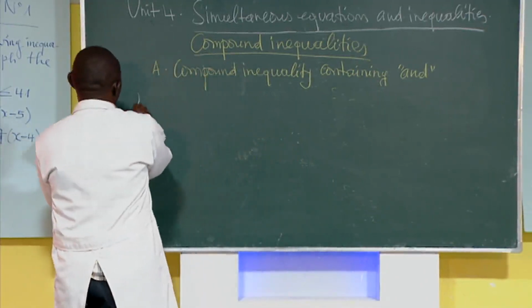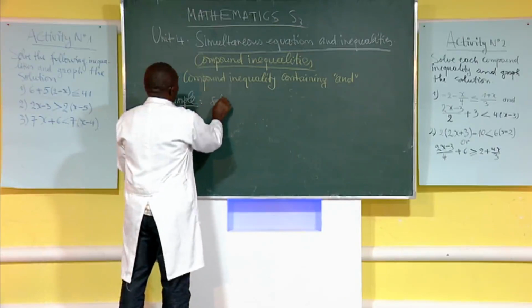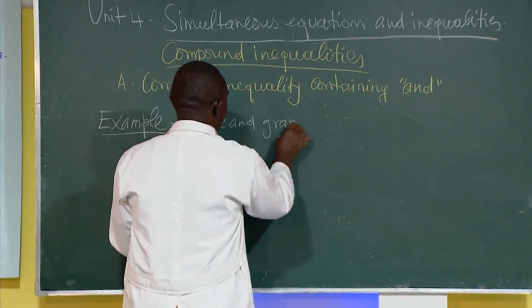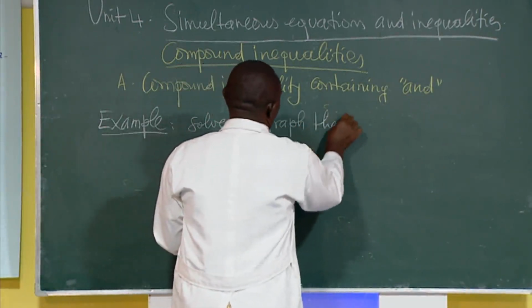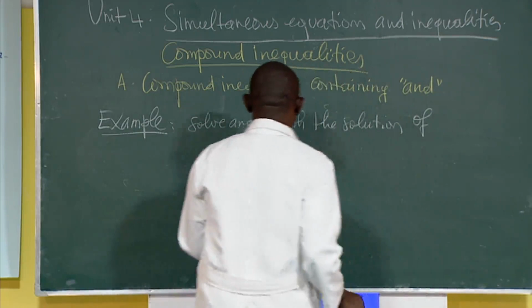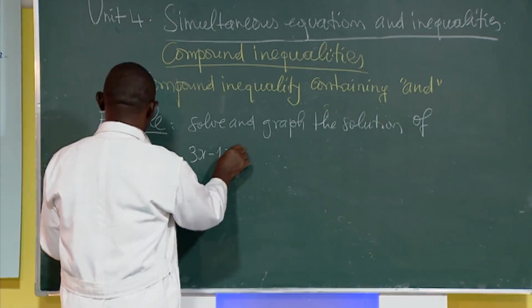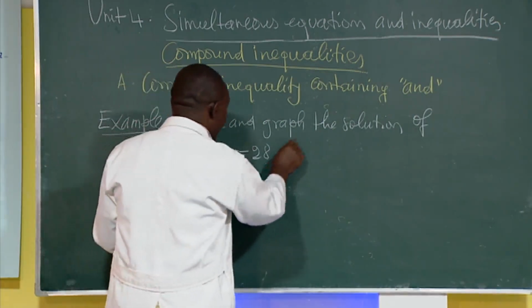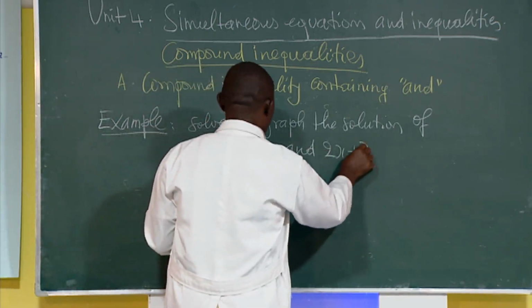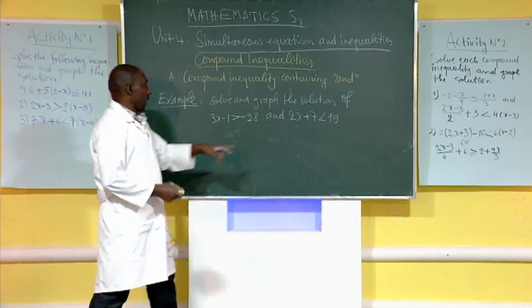Example, solve and graph the solution of the compound inequality here. 3x minus 1 is greater than minus 28, and 2x plus 7 is less than 19. And is there.